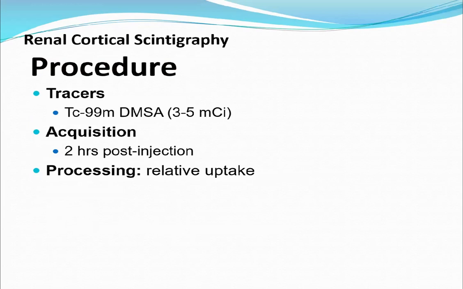The procedure here is done by technetium-99 DMSA. The dose is 3 to 5 millicurie. We take images 2 hours post-injection. Images will be posterior, anterior, and both obliques, right and left oblique.